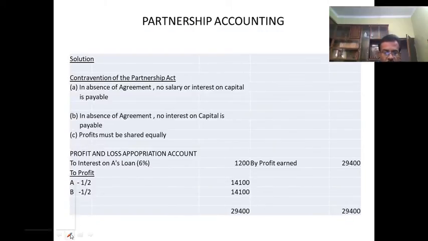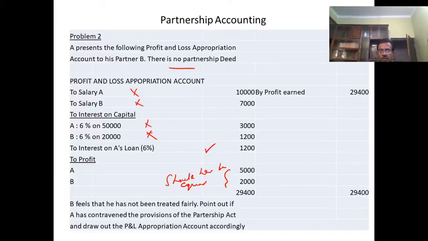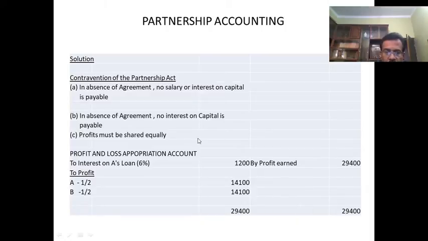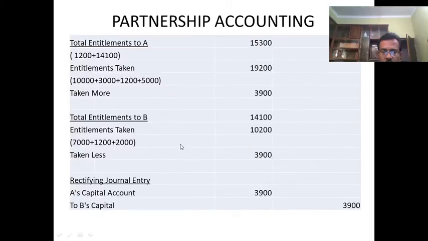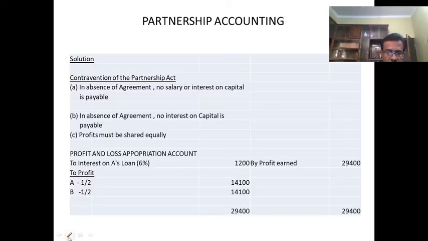The same thing that we have in the previous page. Here 29,400. So with that figure of 29,400, I come over here. Okay. Then I charge the interest on loan of 1,200, because that is as per the provision of the Partnership Act. Okay. That is the rate of interest. This 6% loan is as per the Partnership Act.